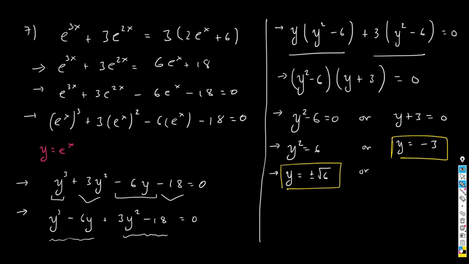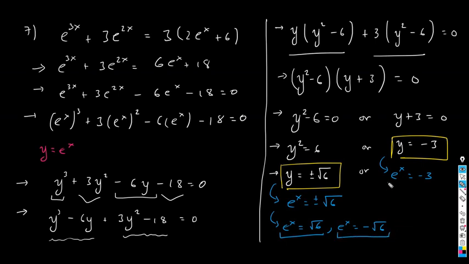So I'm going to go in blue. Okay, what is y? y is equal to e to the x. So I'm going to use this, and I'm going to say e to the x equals plus minus the square root of 6. And the same here: e to the x equals minus 3. This implies that I have two solutions in here, which could be e to the x equals the square root of 6, or e to the x equals minus the square root of 6. Okay, so we have this possibility, and this possibility.